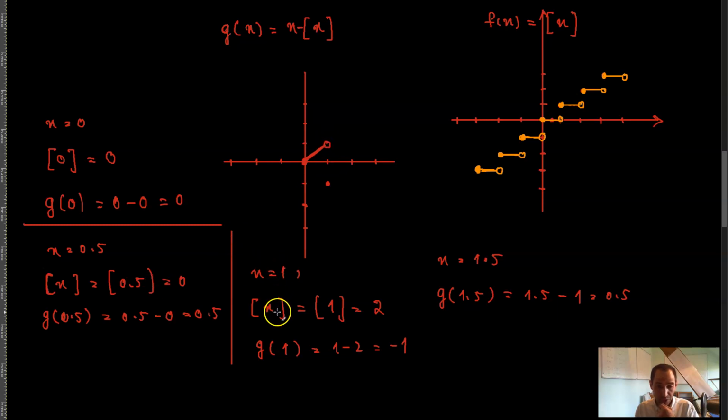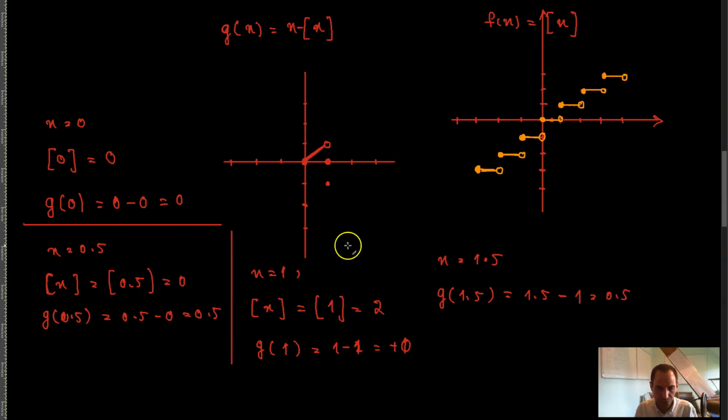When you get to 1, the output of the function all of a sudden, so at x is equal to 1, the output of the greatest integer function is 1. So 1 minus 1 is equal to 0. So it seems that I have made a mistake here. g of 1 is 1 minus 1, which is equal to 0. And so the function is at this point.